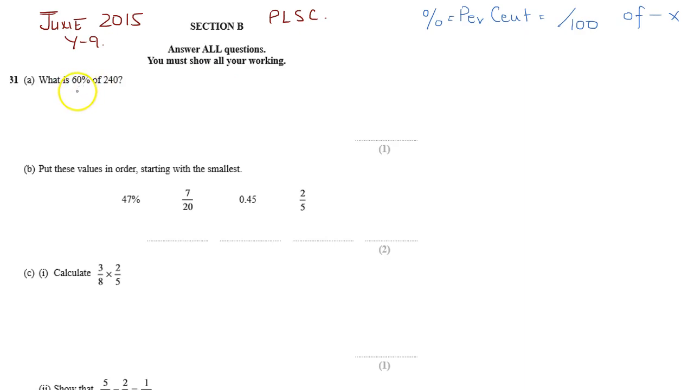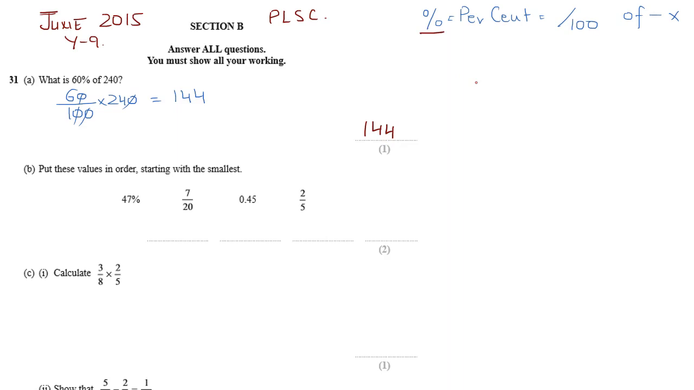So let's convert it here. 60% means per 100. Of is multiply, 240. This and this cancel, this and this cancel. So this will be 6 times 4 is 24 and 6 times 2 is 12, so 144. So the answer is 144.